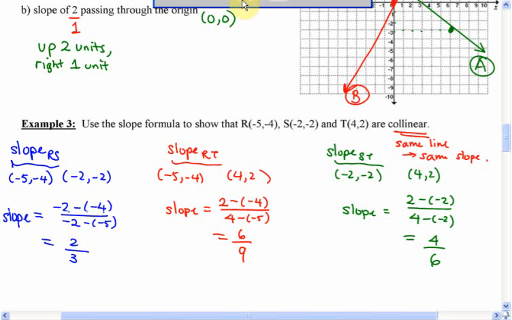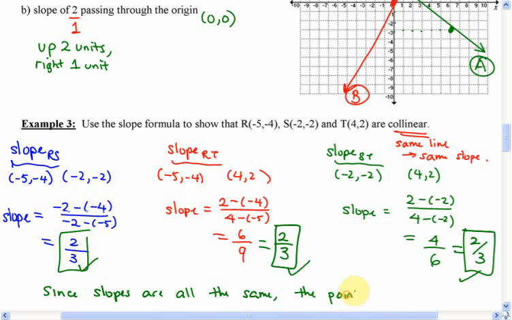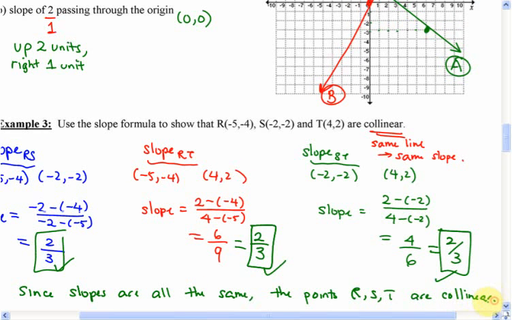They don't look the same. Oh, you have to simplify. Yes, don't forget to simplify. 6/9 simplifies into 2/3 if you divide everything by 3. So 2/3, 2/3. I like that so far. What's 4/6 simplified? Also 2/3. Yay. Are they the same then? Are they collinear? Yes. So since the slopes are all the same, the points R, S, and T are what we call collinear.